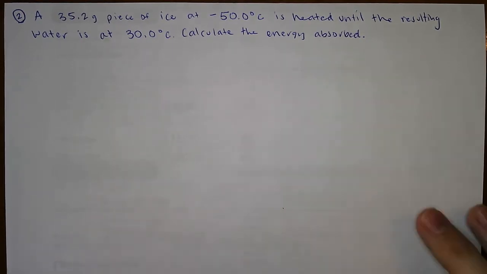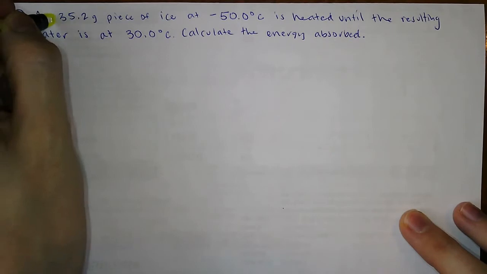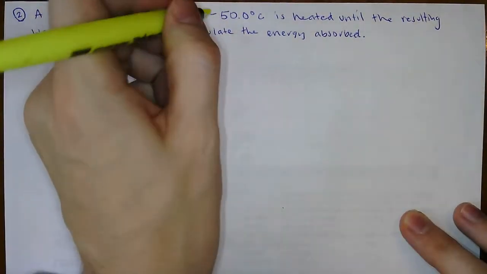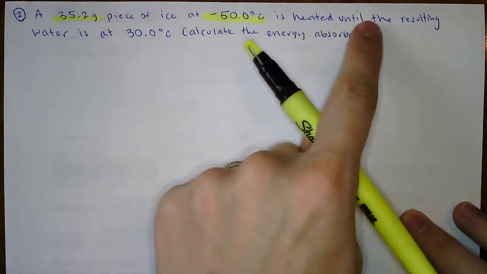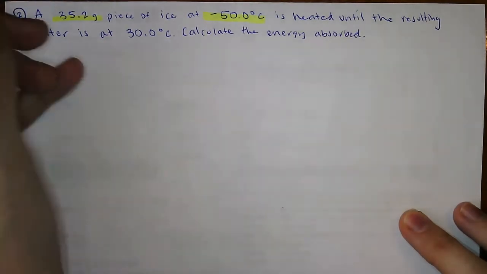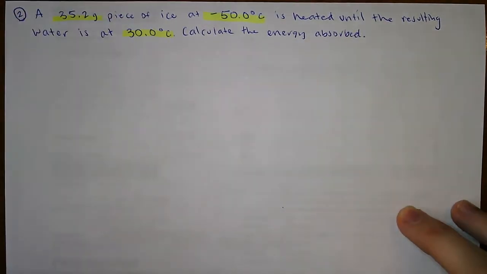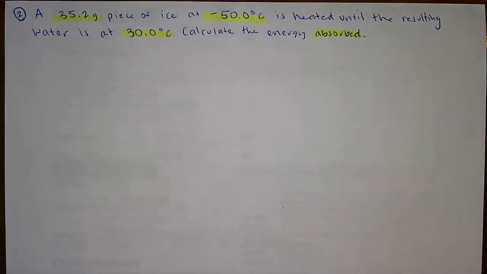So here we go. A 35.2 gram piece of ice at negative 50 degrees Celsius is heated until the resulting water, interesting, water is at 30 degrees Celsius. Calculate the energy absorbed. Absorbed tells us this is going to be an endothermic process, in case you couldn't tell by the fact that it's going from ice to water. And even though I haven't solved this problem yet, I have no idea what the answer is going to be.